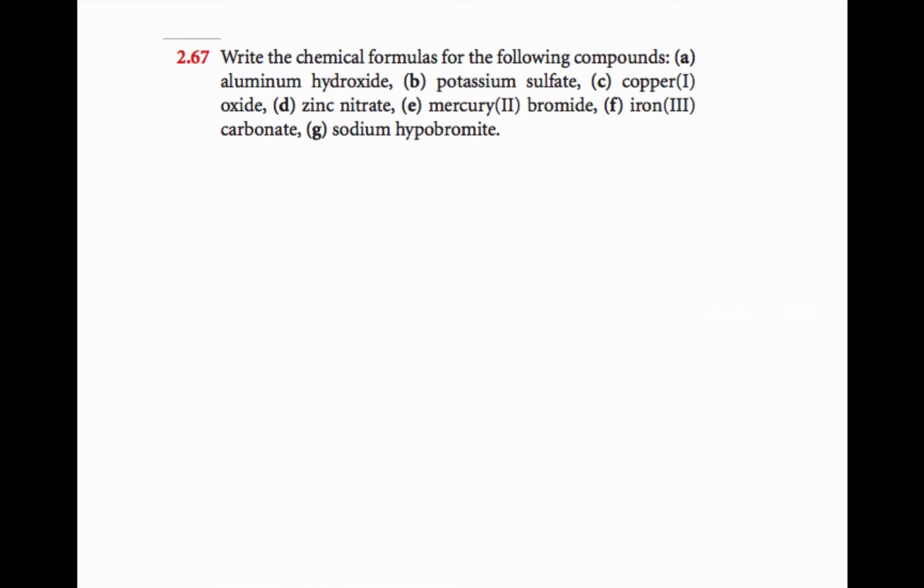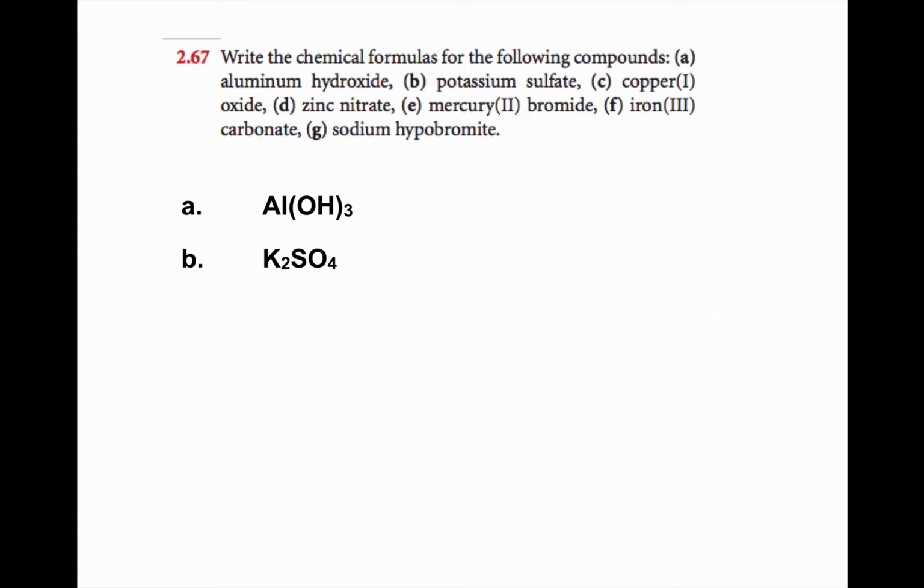Write the formulas for the following compounds. A, aluminum hydroxide. Aluminum's got a +3 charge. Hydroxide's got a -1 charge. B, potassium sulfate. Potassium's got a +1 charge. Sulfate's got a -2 charge. So we'd need 2 potassiums to every sulfate.